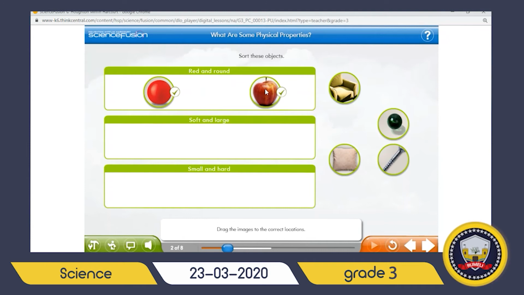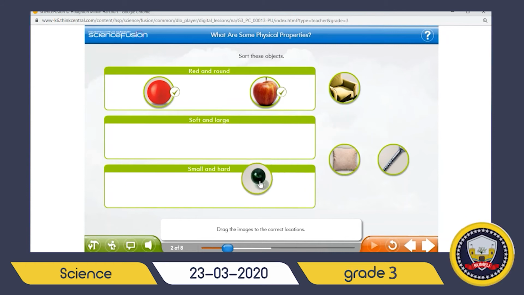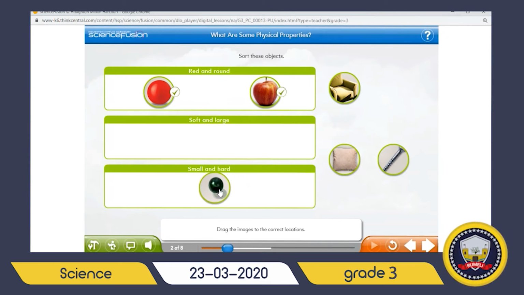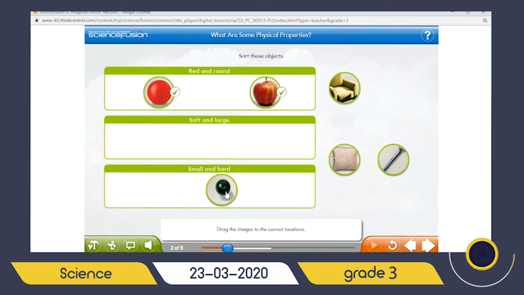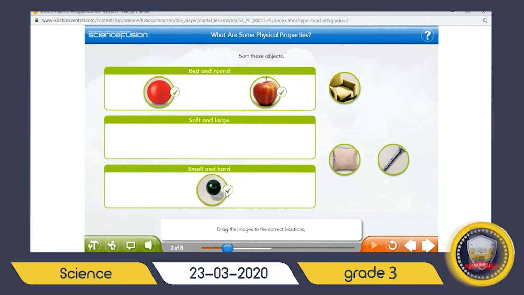Good job. What about marble? We said this is also round, but this is small. I know it's small and hard, right? It's not soft. If it's not soft, I can use small and hard. This category is the most appropriate for the marble. Let's put it here. Good.